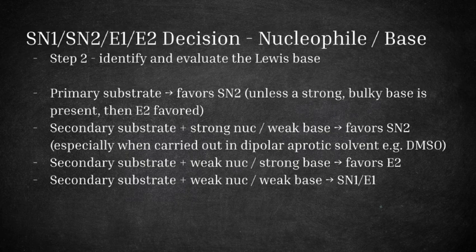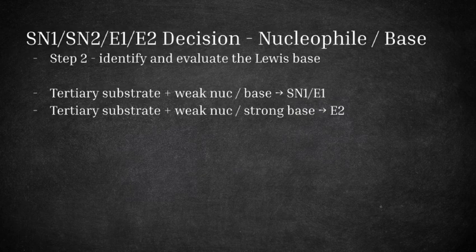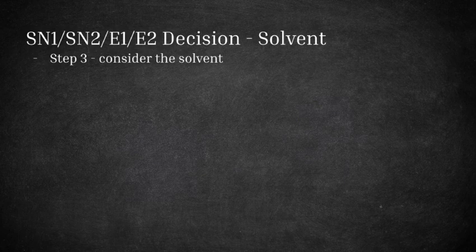Because these two mechanisms share the same carbocation intermediate, they are almost always in competition. For a tertiary substrate with a weakly nucleophilic base, the reaction proceeds through SN1 and E1 mechanisms. If the substrate is tertiary and the Lewis base is strongly basic but weakly nucleophilic, the reaction is expected to proceed via E2. The last factor to consider is the solvent.